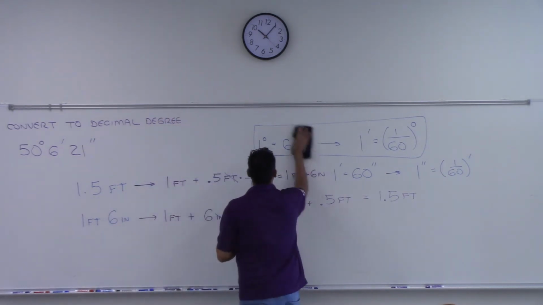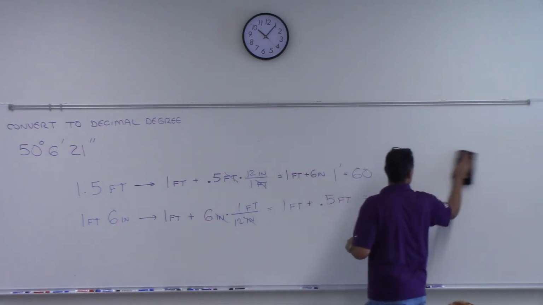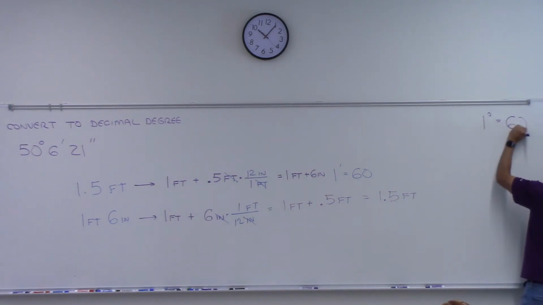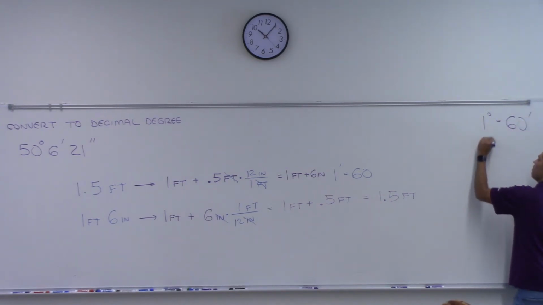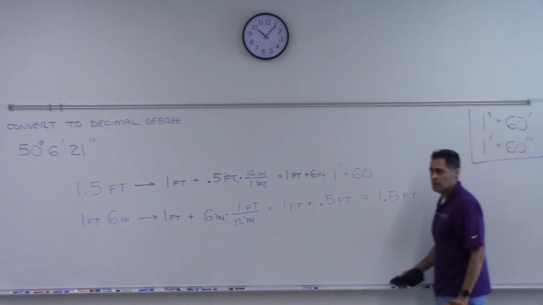And I'm going to put this over here in the corner so that we have it. We know that 1 degree is 60 minutes, and we know that 1 minute is 60 seconds. Those are our big conversion factors that we're going to use.